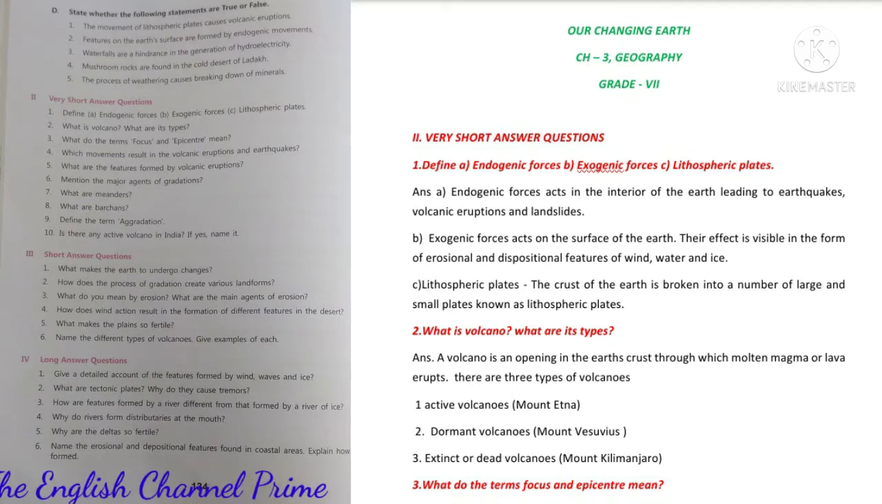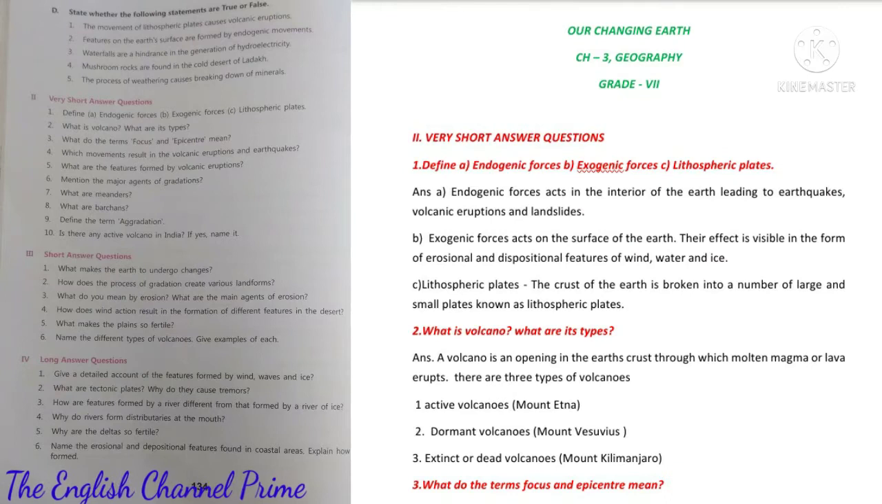Second question, what is a volcano? What are its types? Answer, a volcano is an opening in the earth's crust through which molten magma or lava erupts. There are three types of volcanoes. First is active volcanoes, for example Mount Etna. Second, dormant volcanoes like Mount Vesuvius. Third, extinct or the dead volcanoes like Mount Kilimanjaro. Done, children? These are very short answer questions. We can give the answers in one sentence.